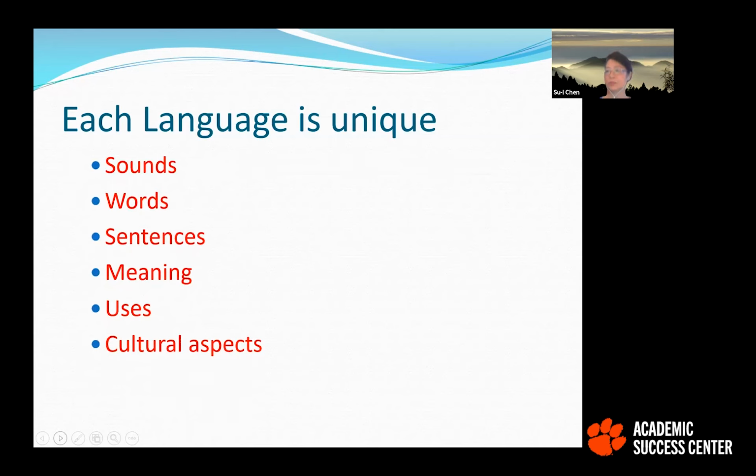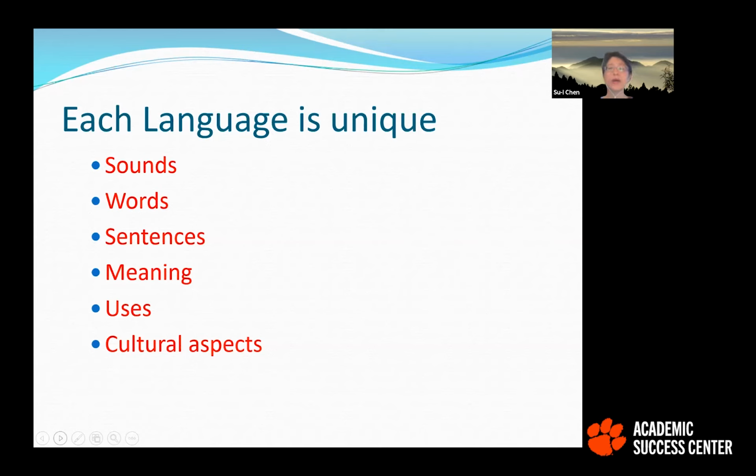They have sounds, words, sentences, meaning, uses, cultural aspects. So when you learn a language, you have to pay attention to the sounds that you have never used before, that are new to you. Focus on that. And also words, how the people of that language express themselves. And also what the sentence orders are. Every language has sentence structures, but different languages order the elements in the sentence a little bit differently, and some very differently. So you have to pay attention to the sounds, words, sentences, and meaning, and how you use them.